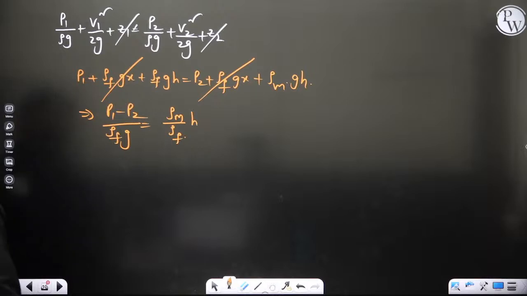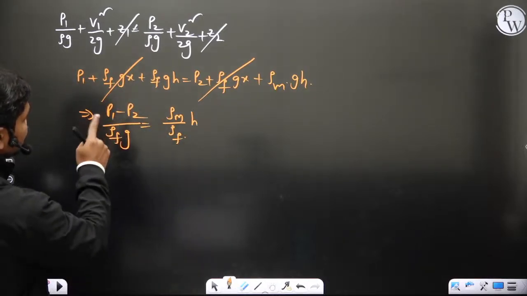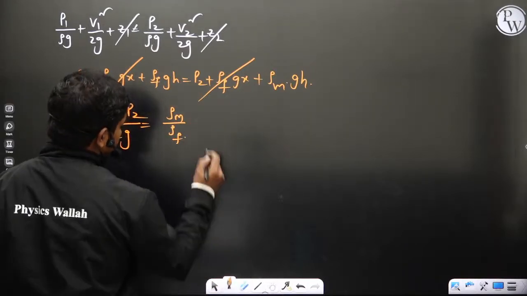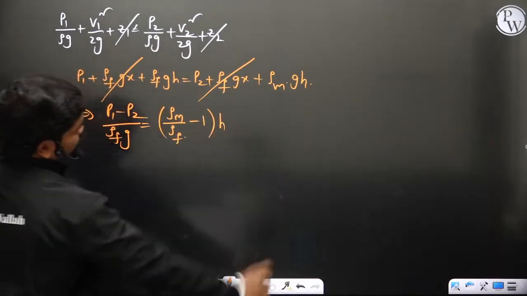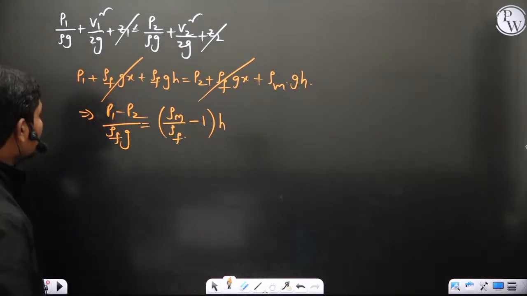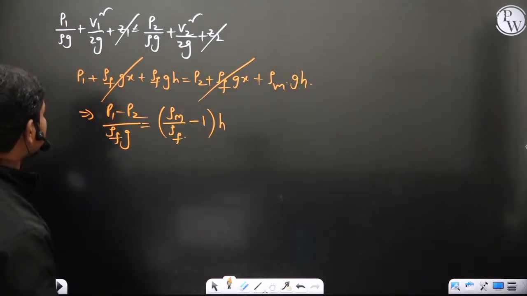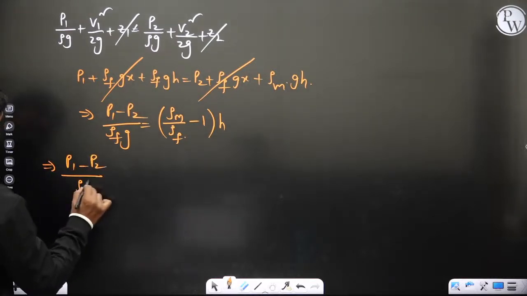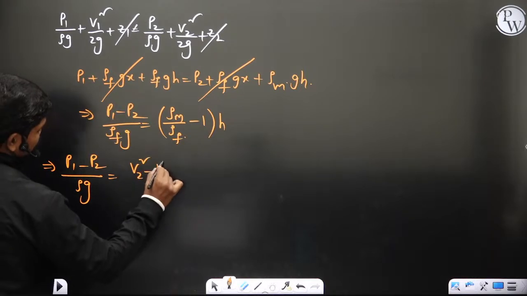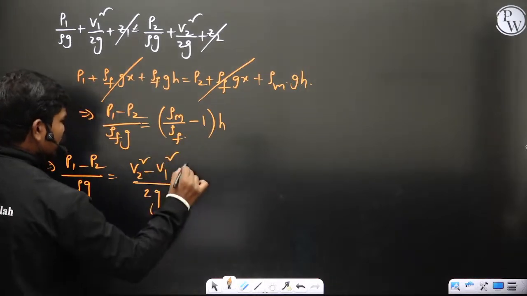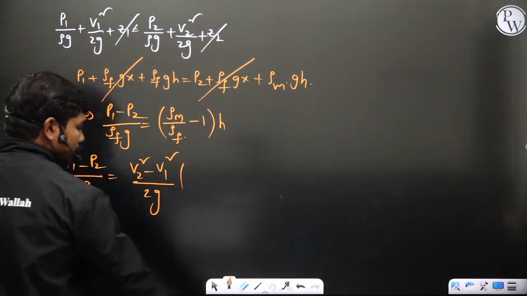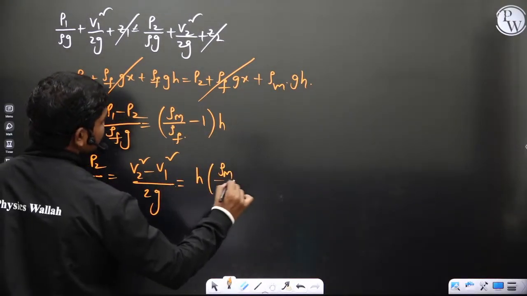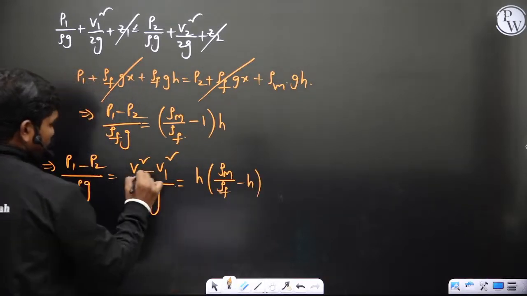Yes or no? So P1 minus P2 by ρg is equal to (ρ manometric by ρ fluid minus 1) times h is what you have here. Correct? So this is what you get actually. Now if you supply this in Bernoulli's equation, let us see what you get. P1 minus P2 by ρg is equal to (V2 square minus V1 square) by 2g, and this can be replaced with h times (ρ manometric by density of the fluid minus 1). Now how to identify this V1 and V2?